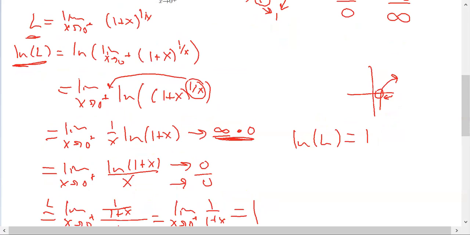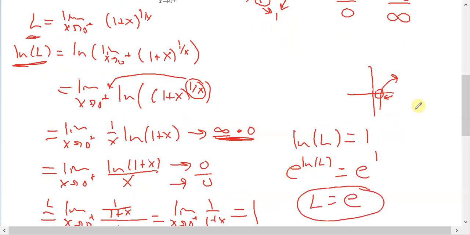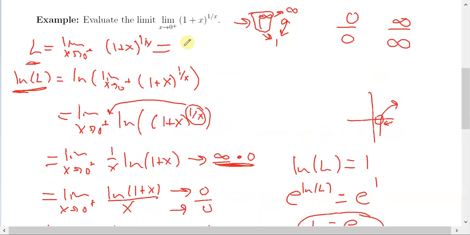So I have to get back to L, which means I have to exponentiate both sides of this. So on this side, it cancels out. So the actual answer is e. So we've got this weird thing going on where one of them's trying to make it infinite, one of them's trying to make it 1, and they end up at e. So e is that weird number that just shows up a lot in mathematics.